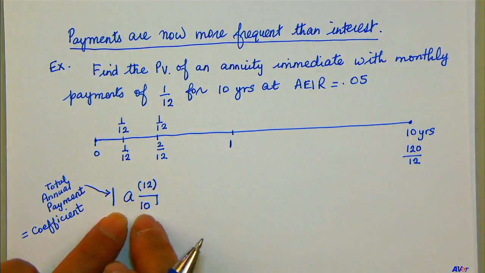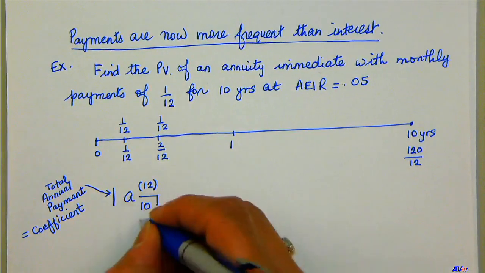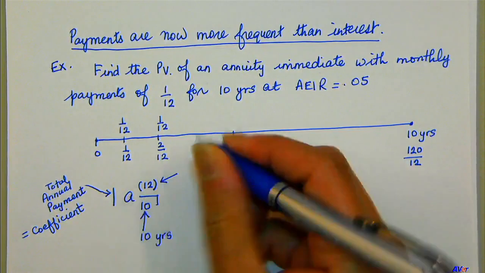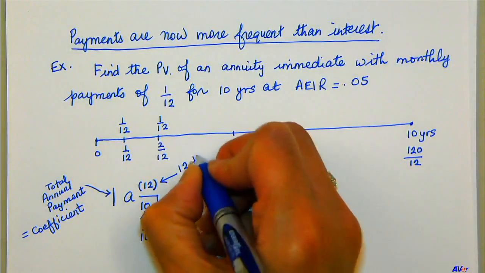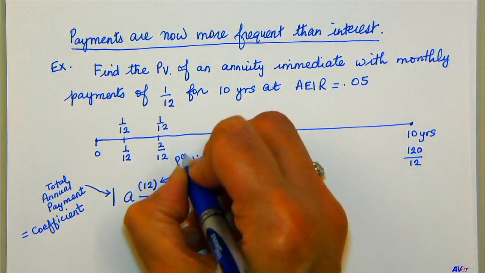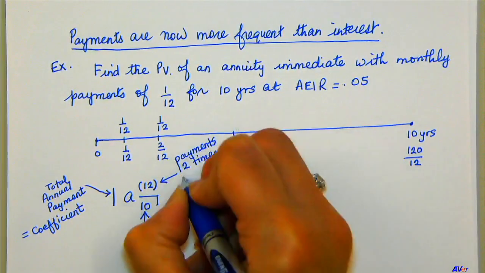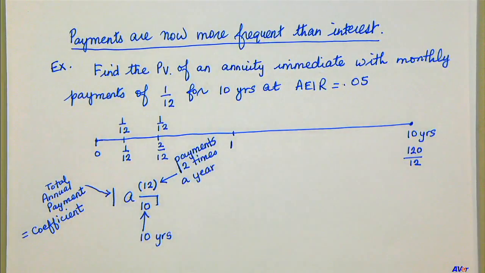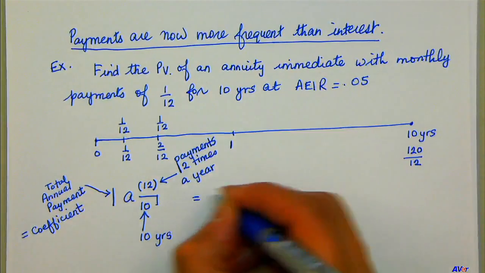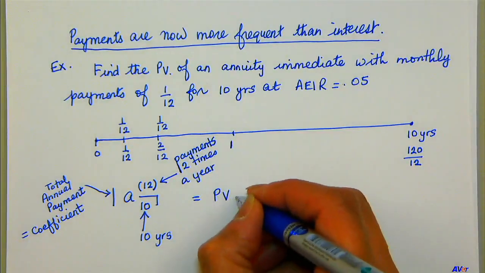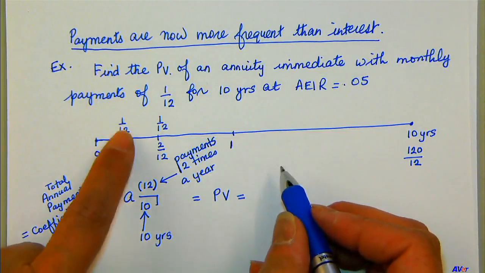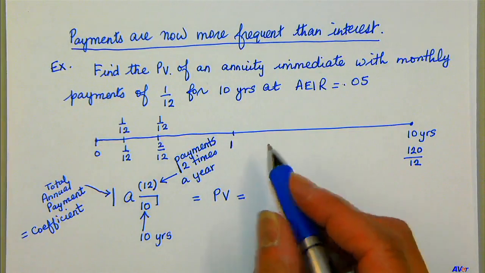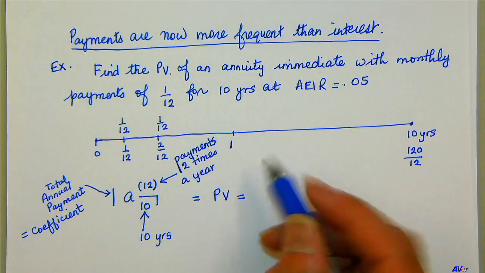And then this is saying A angle 10, because this is happening for 10 years. And this 12 is saying 12 times a year. Payments 12 times a year. So since my payments are monthly, I have a 12 sitting there. So I want to find this present value, and I'm going to take this 1/12th payment and discount it by V. V to the 1/12th, V to the 2/12ths, like that.